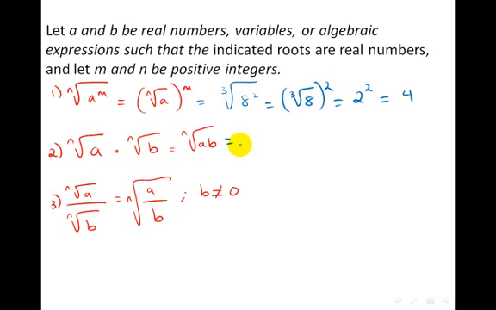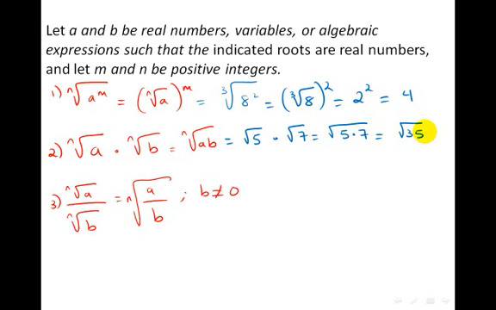Second example, let's say that you have square root of 5 multiplied by square root of 7. You can put both 5 and 7 under the same root and multiply them. It will be square root of 35.